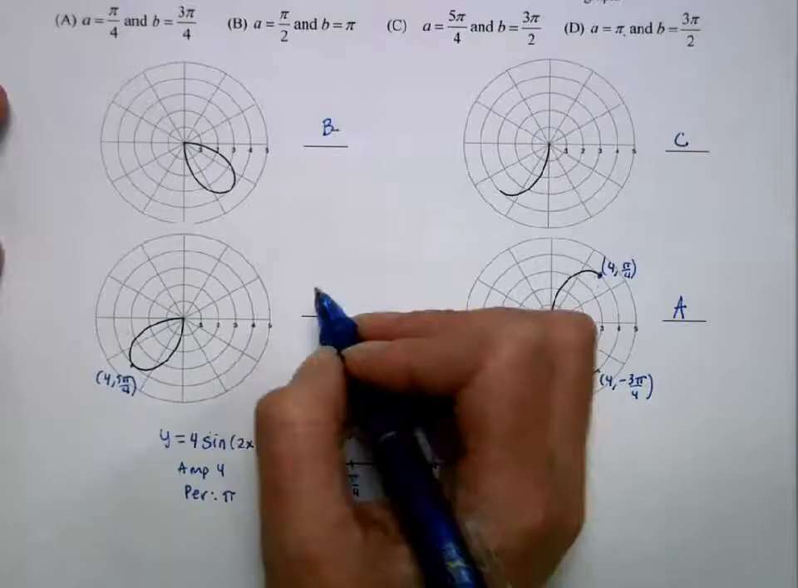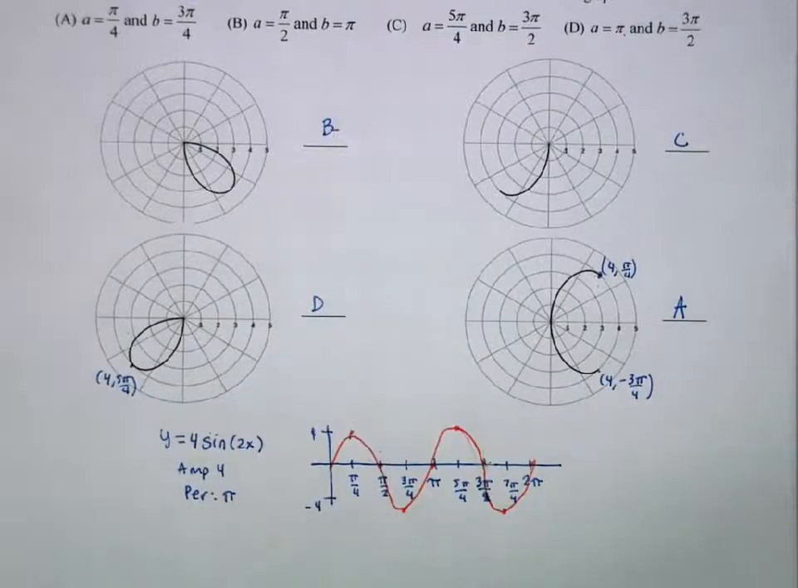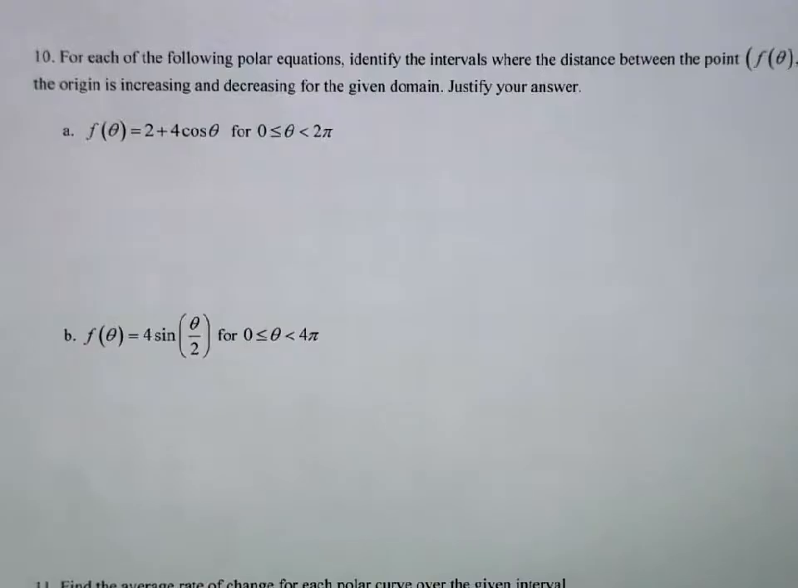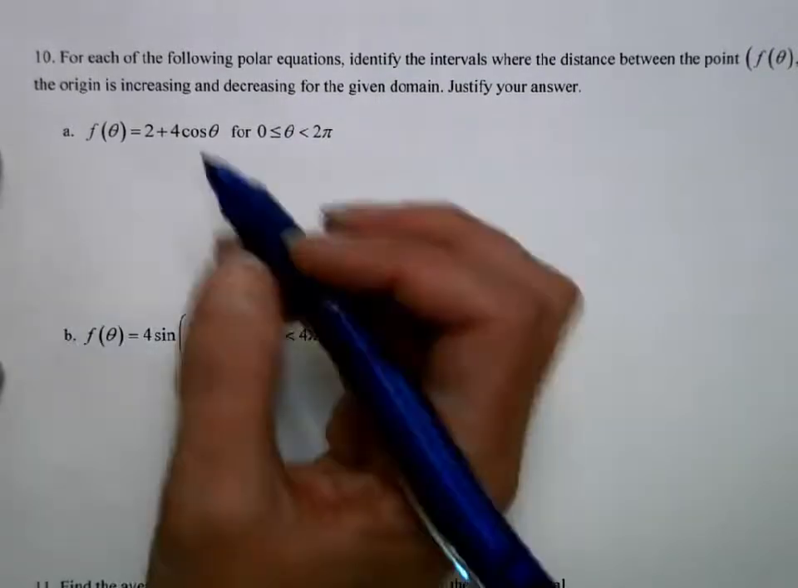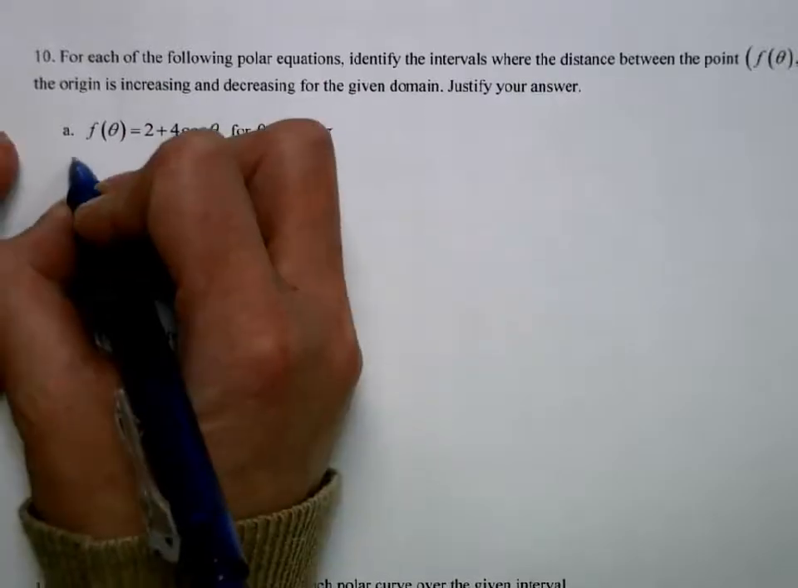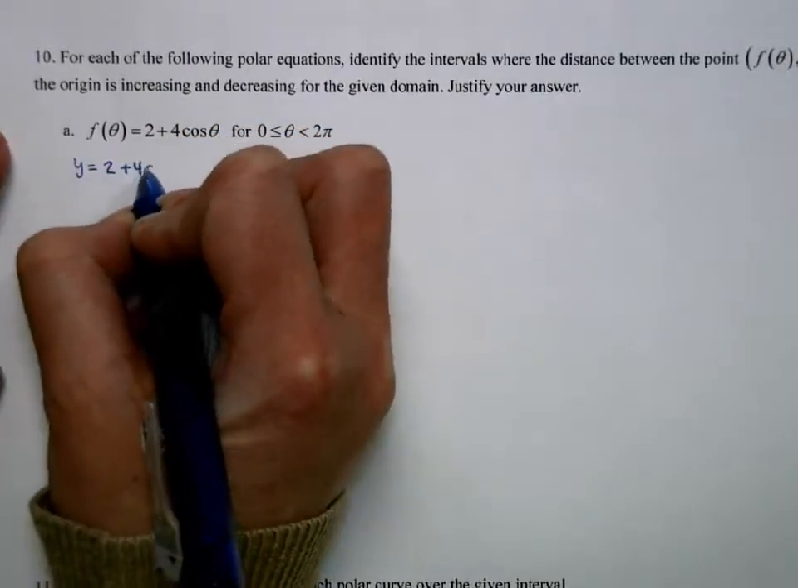The last section, 315, we talked about increasing and decreasing. So specifically, the distance of a point increasing from the origin or decreasing from the origin is that distance. So what we're going to look for is the polar curve, or the rectangular curve. So I'm going to look at y equals 2 plus 4 cosine x, because I'm going to be able to see where it's moving towards and where it's moving away, and then we're going to justify our answer.